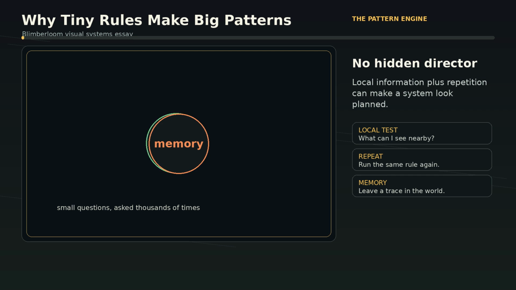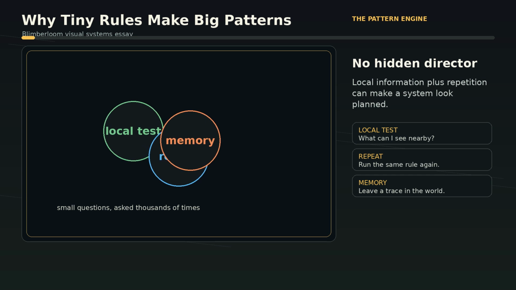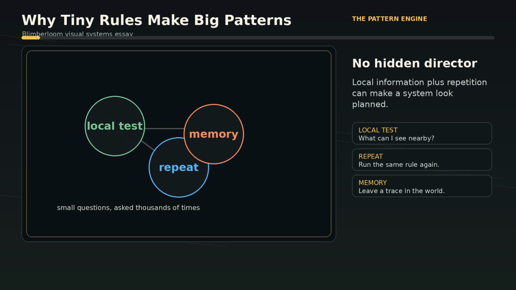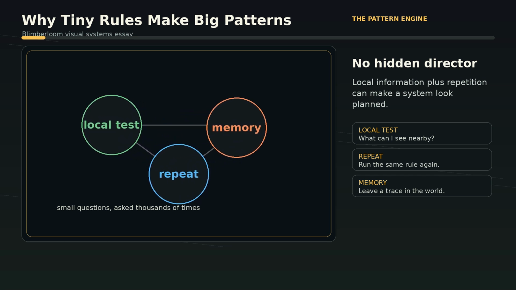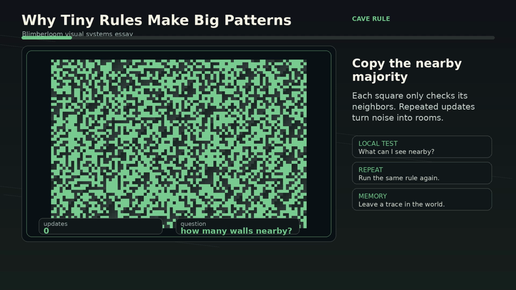One reason tiny systems are so satisfying is that they do not need a hidden director. The whole trick is local information. A cell checks its neighbors, a grain checks whether a pile is too steep, a search wave checks the next open square, a raindrop checks which nearby point is lower. None of those rules can see the whole picture. But when the rule repeats thousands of times, the screen starts to look planned.